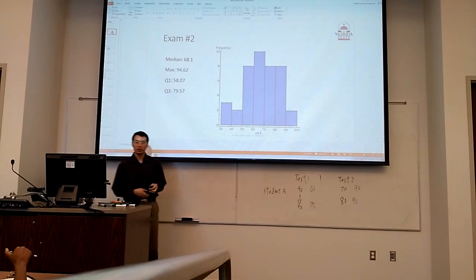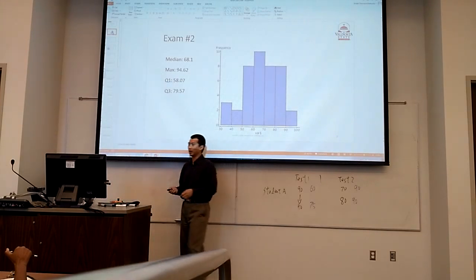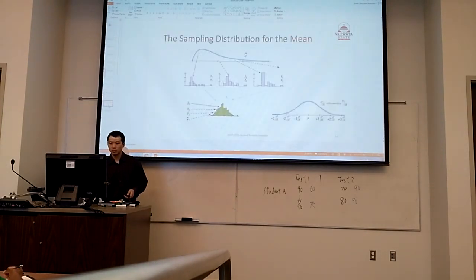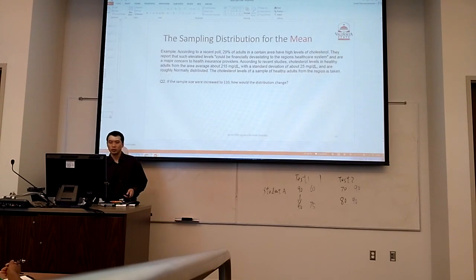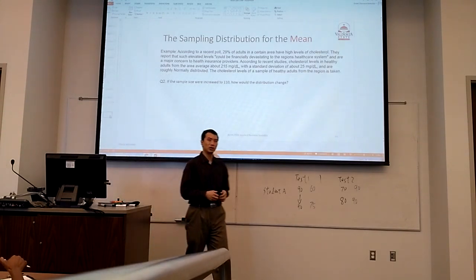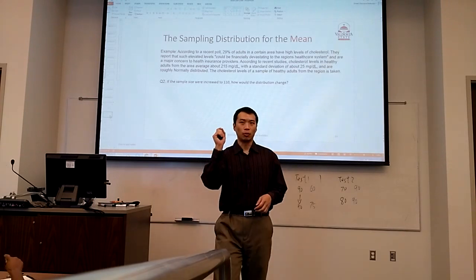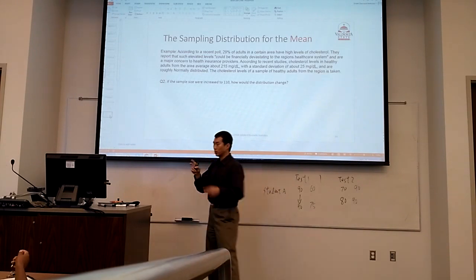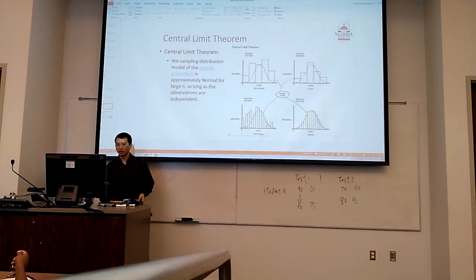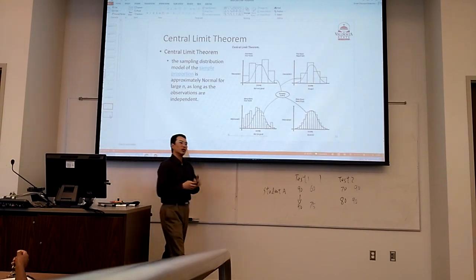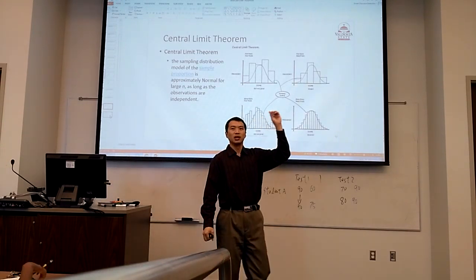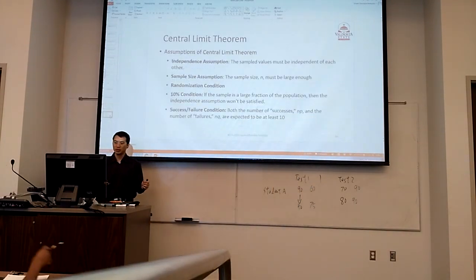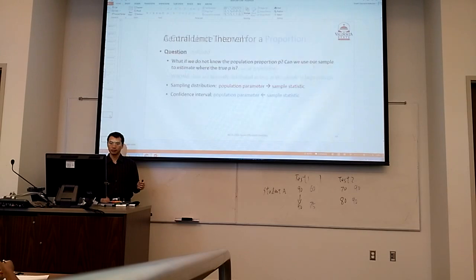Then let's continue our discussion on chapters 9 and 11. Last week we mainly talked about sampling distribution. We talked about the sampling distribution for the sample proportion, and we also talked about the sampling distribution for the sample mean. Those are the two concepts we discussed, and the underlying theory behind the sampling distribution is the central limit theorem. We will also discuss the central limit theorem in the last class.